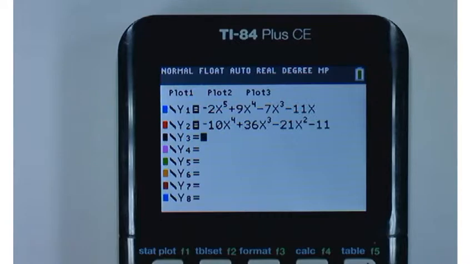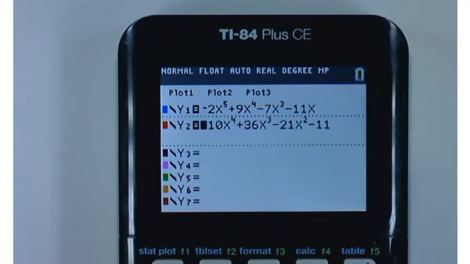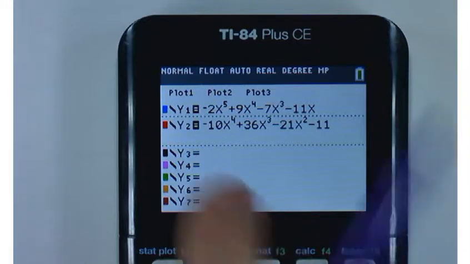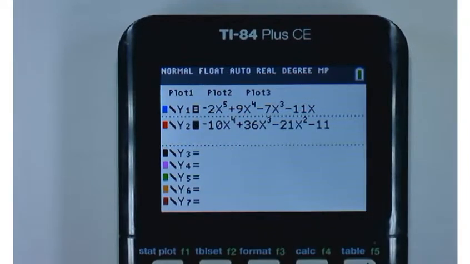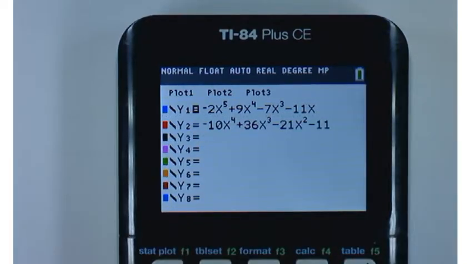Now let's do ourselves a little bit of a favor here. Go up to y2 and shut off that equation. Just put your cursor on this and press enter, and it shuts off that equation, because I don't want to graph it. All I'm interested in is the function. So let's graph the function.